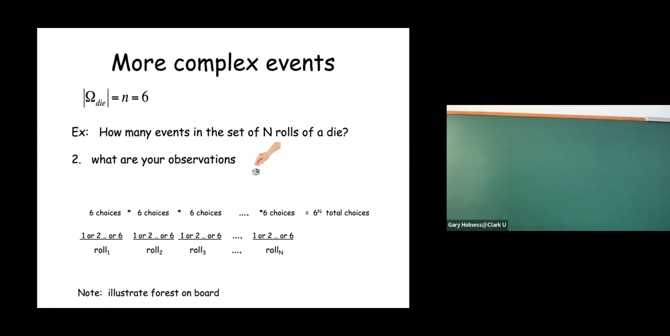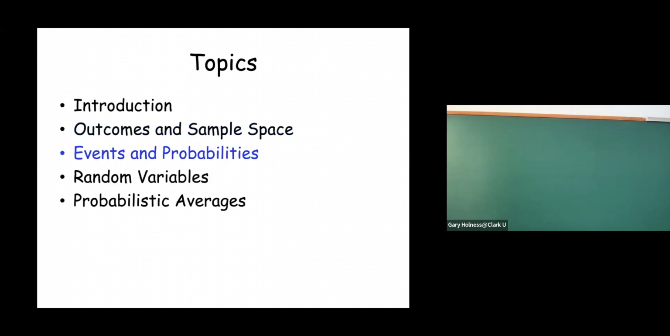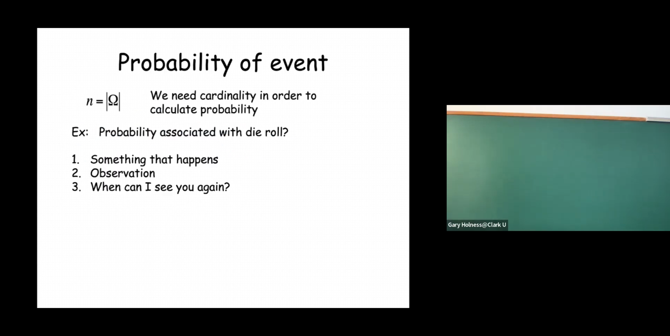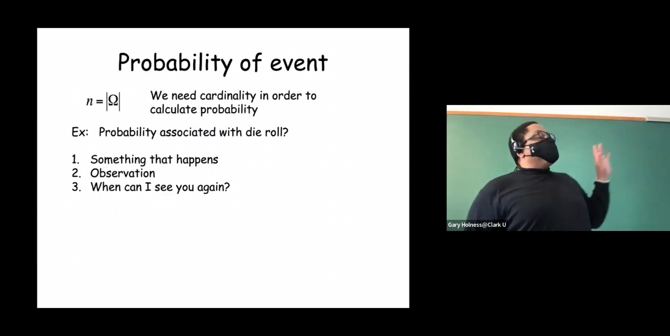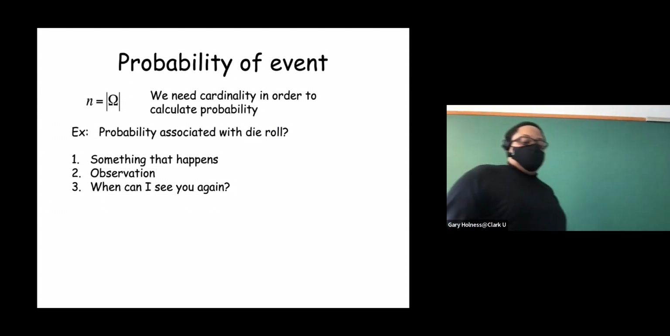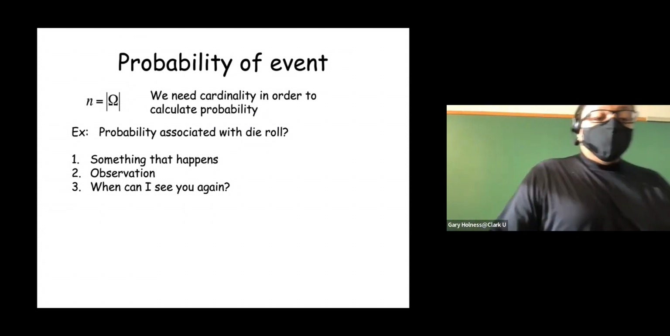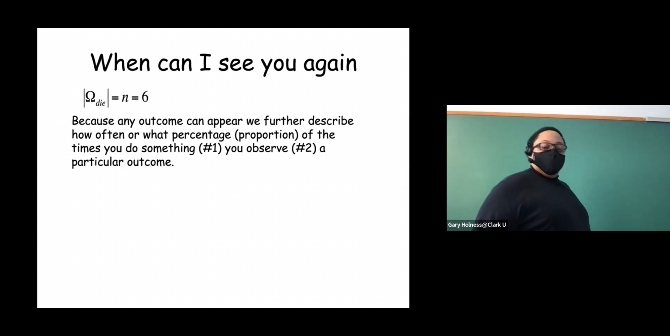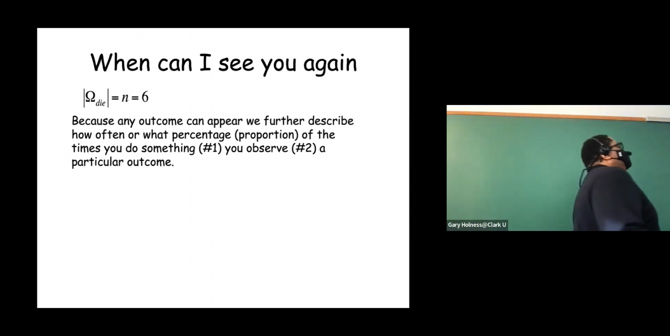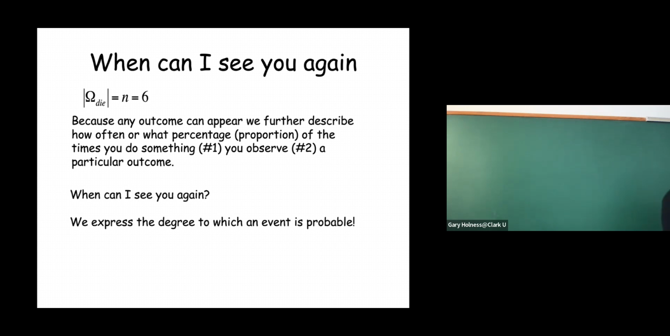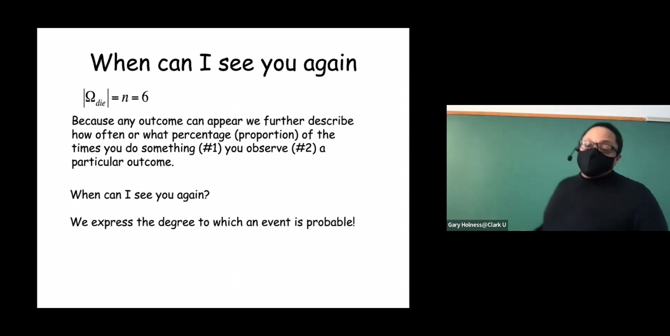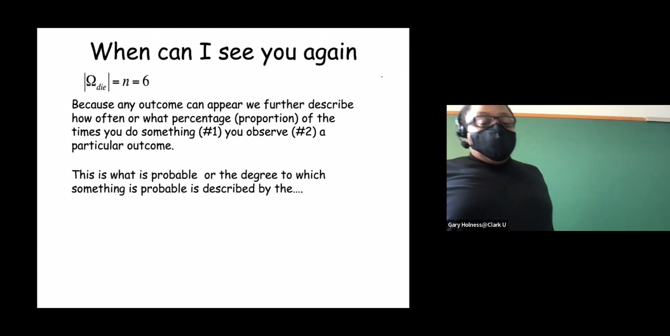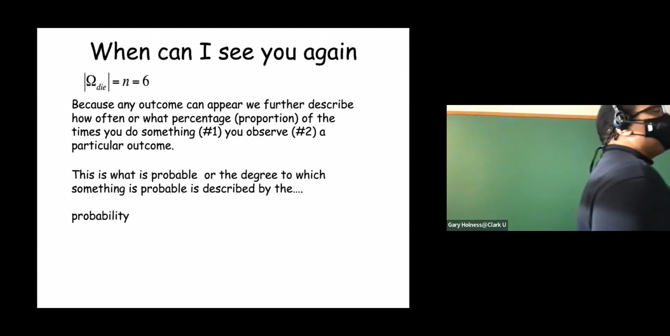Okay. So let's continue on with this idea of events and probabilities. We said you need 3 ingredients. Something happens, that's your trial or your experiment. You need an observation, some type of measurement. And we have our cardinality that we use to tell us the numeracy of all of the possible outcomes for our system. I think I jumped ahead with this. And so we express the degree to which our event is probable. And so when we do this, that's our probability.